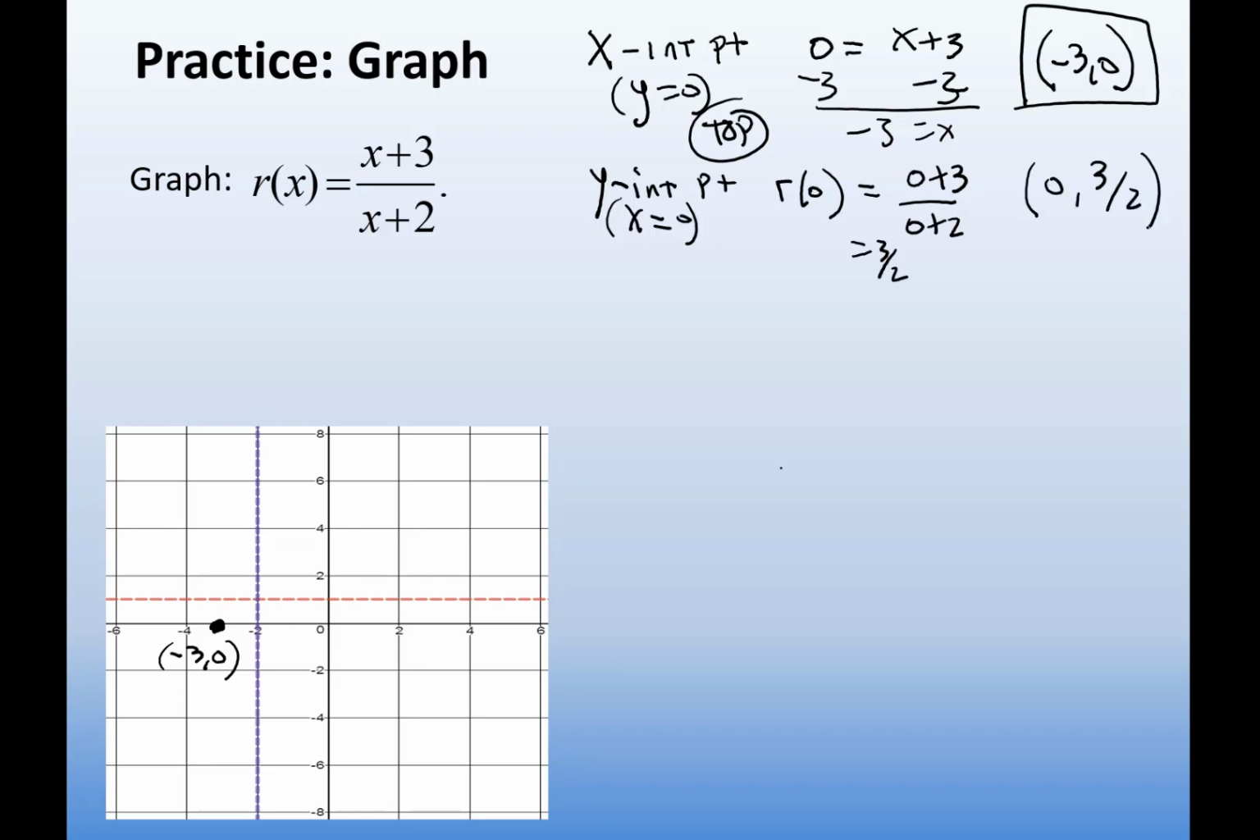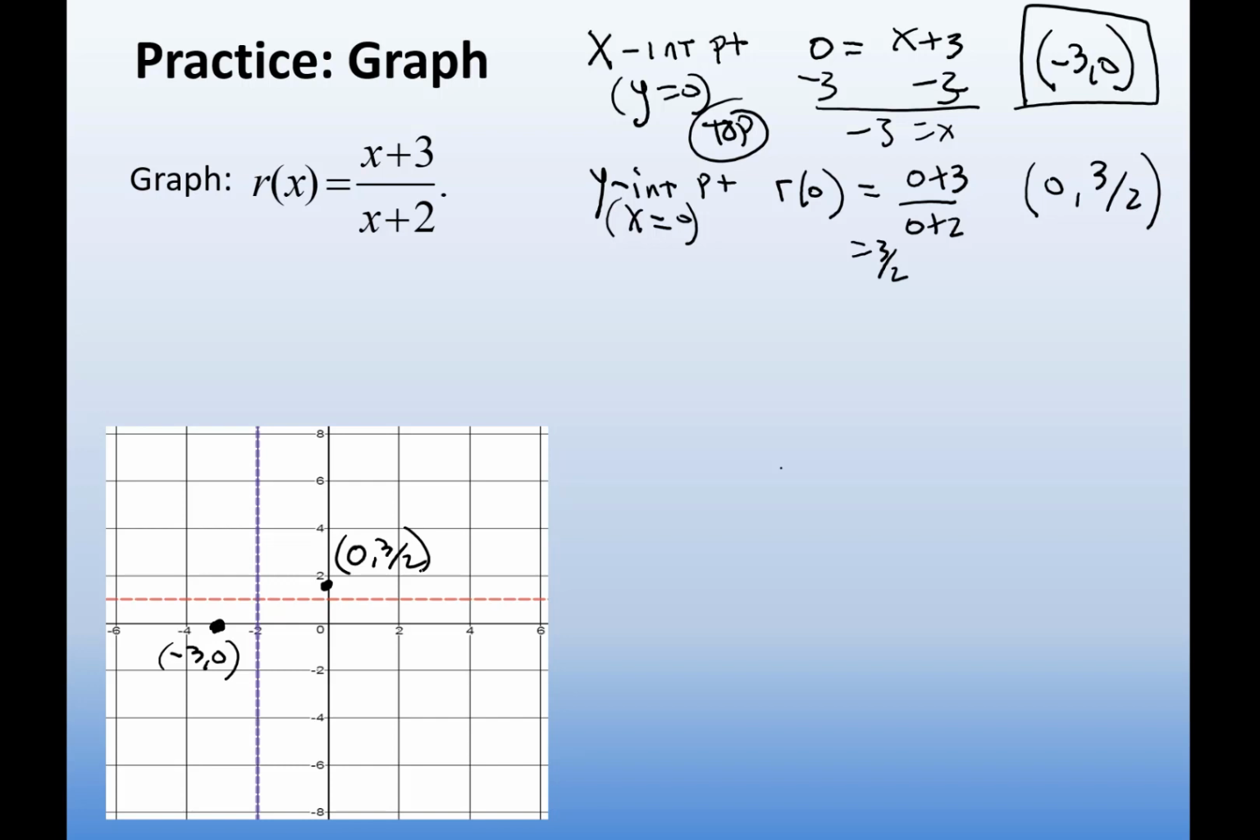So the rational function is going to have to cross at 1.5 or 3 halves. Now when you're graphing from scratch, you will not see these dotted lines here. You'll need to put those in where they belong yourself. Unfortunately, they showed up. I forgot to delete them here, but right there is our y-intercept point at 0, 3 halves. So the rational function is going to have to cross those two points.